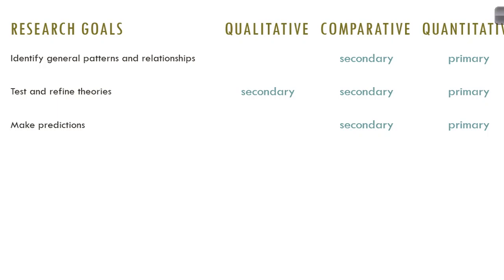Now, to make predictions, or at least to make predictions with a certain degree of confidence, you again want to turn to quantitative research. Because when you make predictions, you're essentially extrapolating from existing data. And the more data points you have, the better. And again, sometimes comparative works. And again, in political studies, when we're predicting a political or economic trajectory of a country.